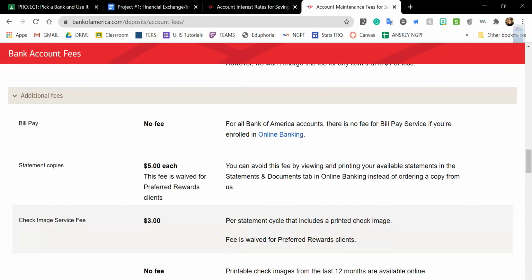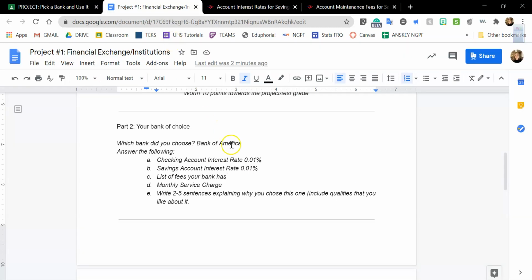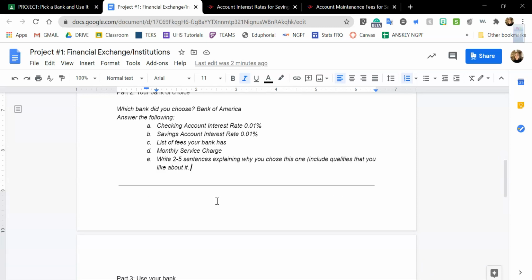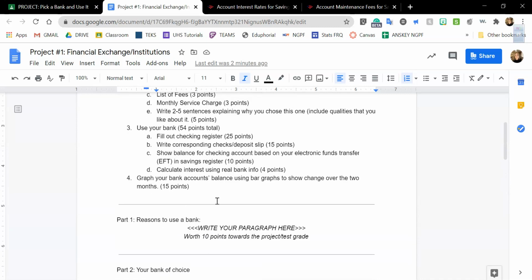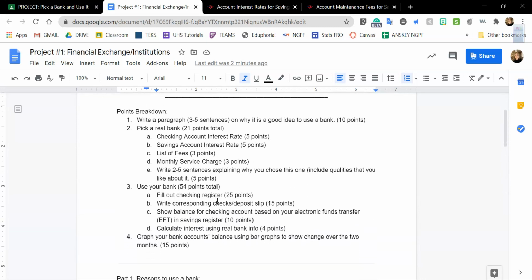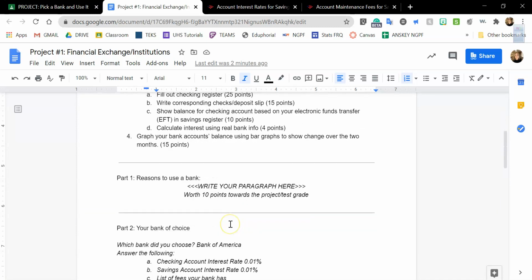And so you can look through these things and you're going to type out the different fees they have. You're going to find the monthly service charge and you can list what that bank account type is, and then I want you to give me 2 to 5 sentences about why you chose Bank of America or why you chose Educators Credit Union or whichever bank or financial institution, credit union you choose, those depository institutions. And that should round out about 47 minutes of work for the first day.